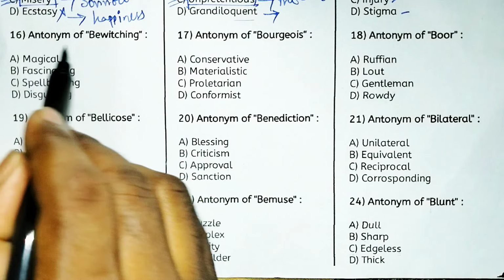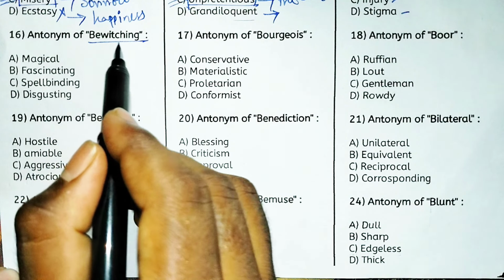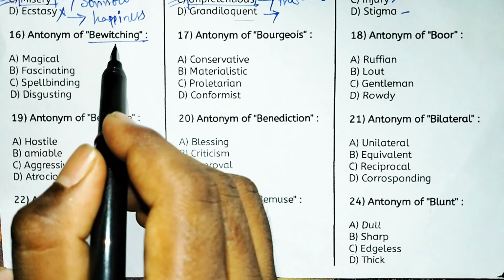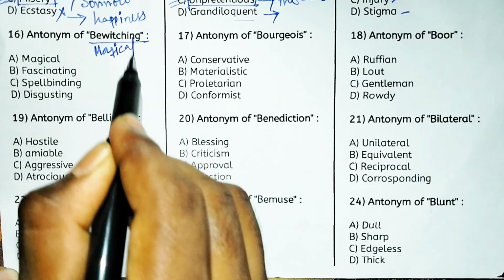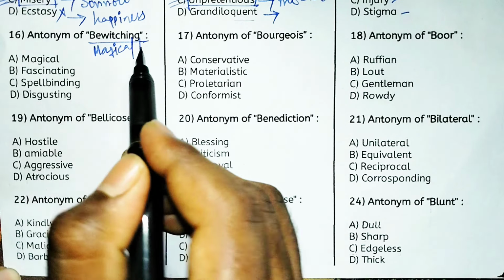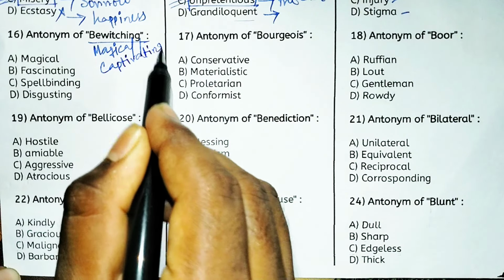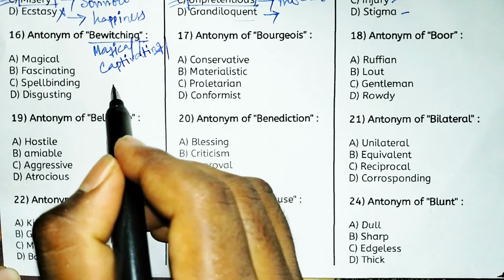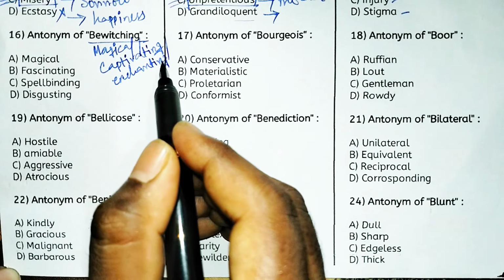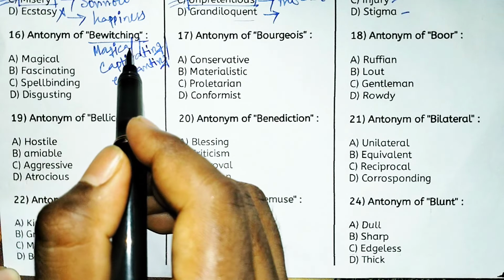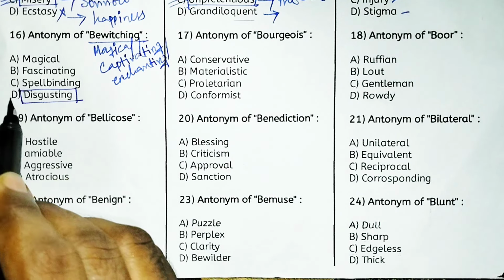Next, antonym of bewitching. So what is the meaning of bewitching? Bewitching means magical, or you can say captivating, or enchanting. Okay, so antonym of bewitching is option D, disgusting.